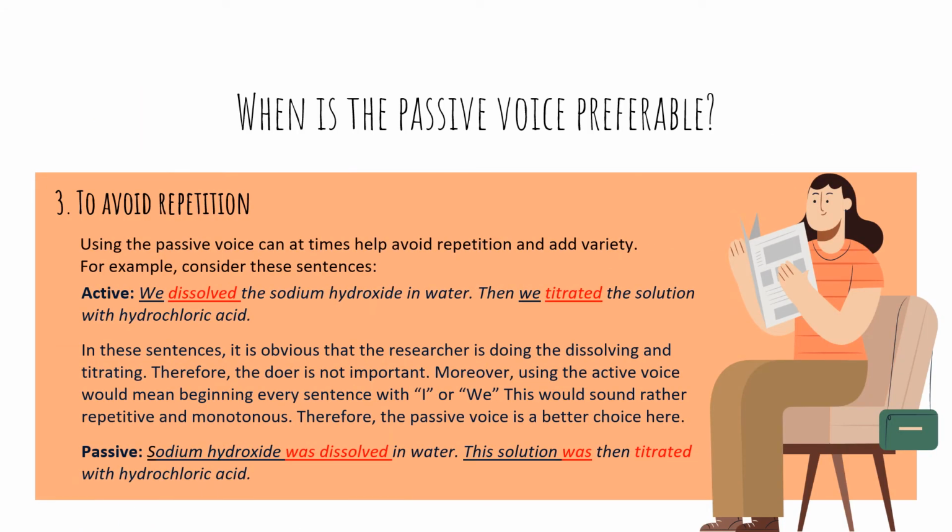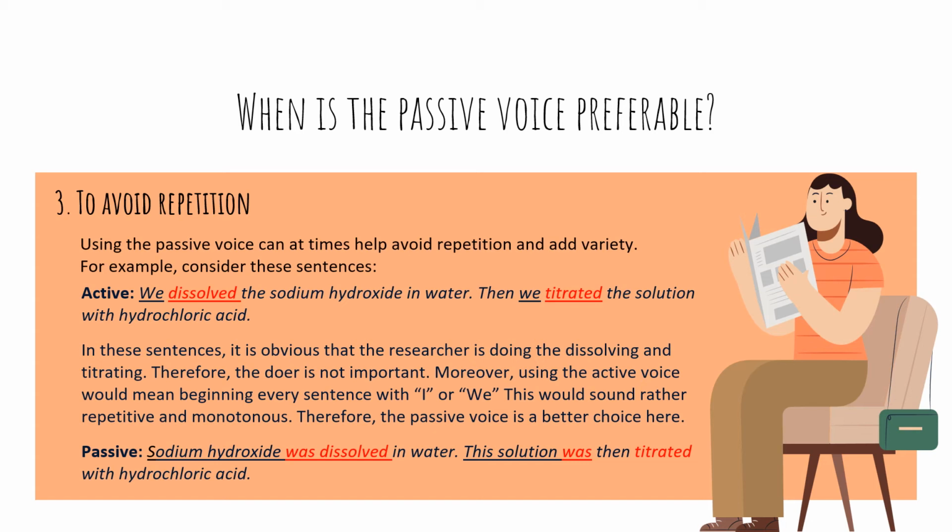Third, to avoid repetition. Using the passive voice can at times help avoid repetition and add variety. For example, consider these sentences. We dissolved the sodium hydroxide in water. Then we titrated the solution with hydrochloric acid. In these sentences, it is obvious that the researcher is doing the dissolving and titrating.